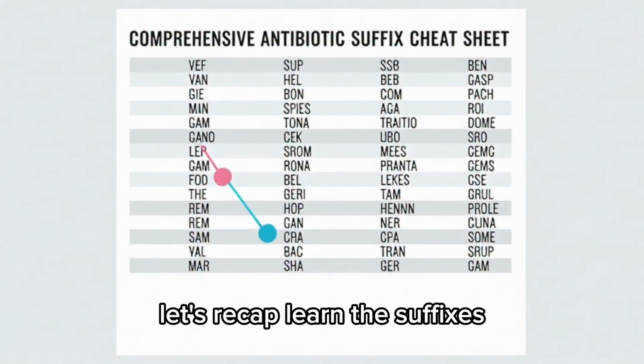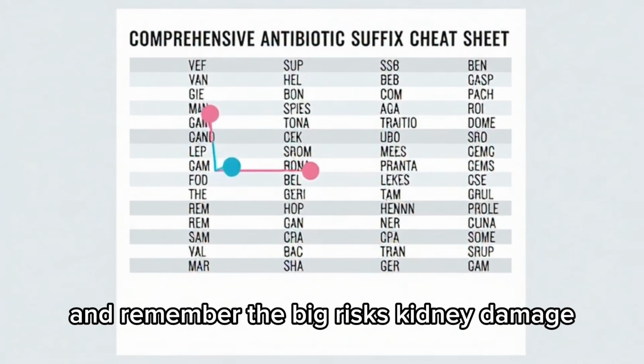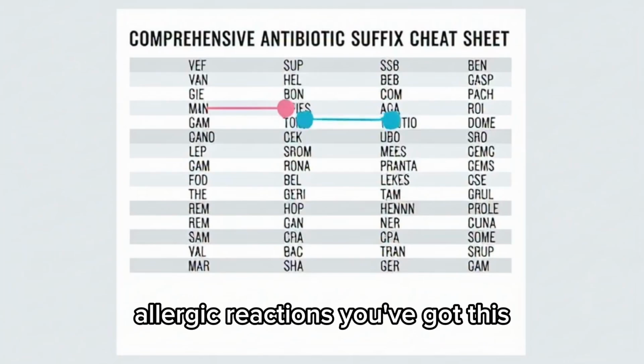Let's recap. Learn the suffixes. They tell you the class. Each class has its own pattern of side effects. And remember the big risks: kidney damage, hearing damage, tendon rupture, allergic reactions.